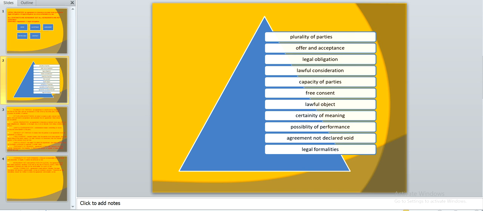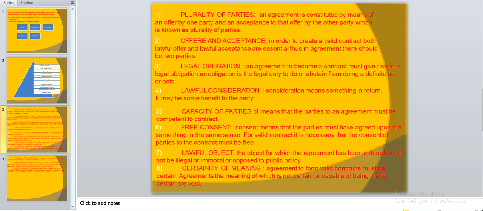If any one parameter or any one essential element is not satisfied, it is not going to be called a valid contract. So we'll see in detail what these essential elements of a valid contract are. The first one is plurality of parties. Plurality means two members.